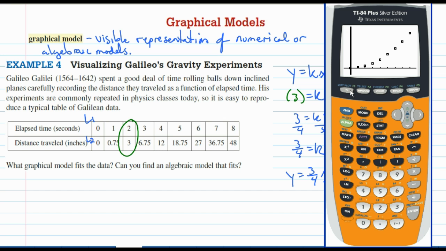To test that, go to y equals, put in parentheses 3/4 or 0.75 if you're so inclined, x squared, hit graph. And there it is, a perfectly lined algebraic model to my graphical model.